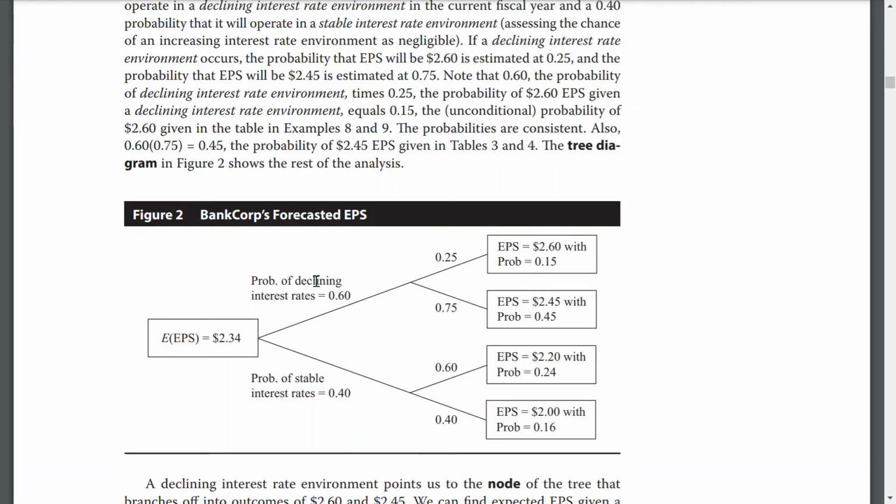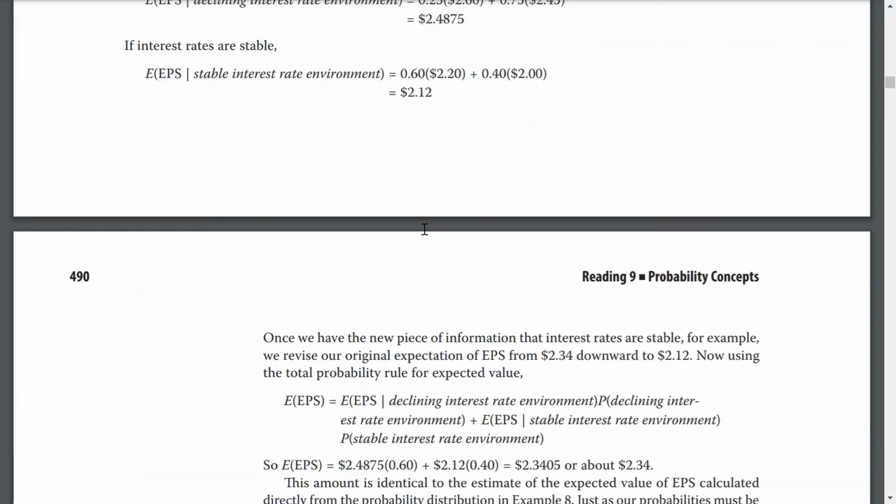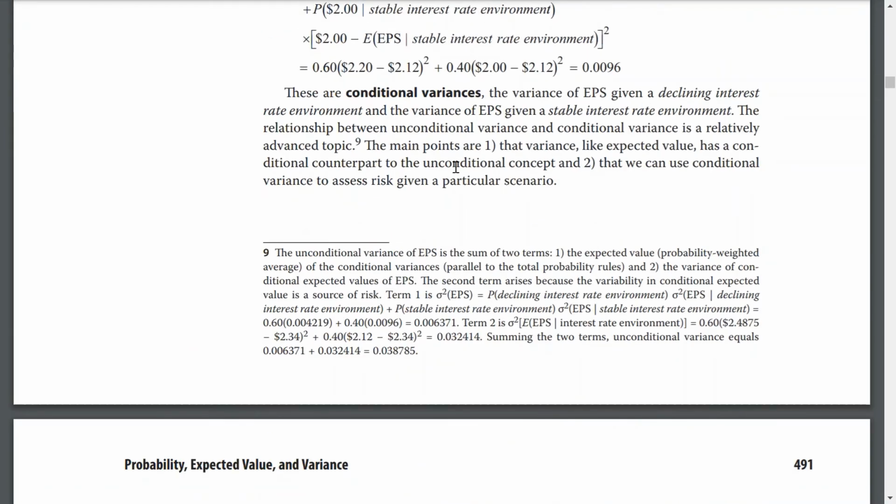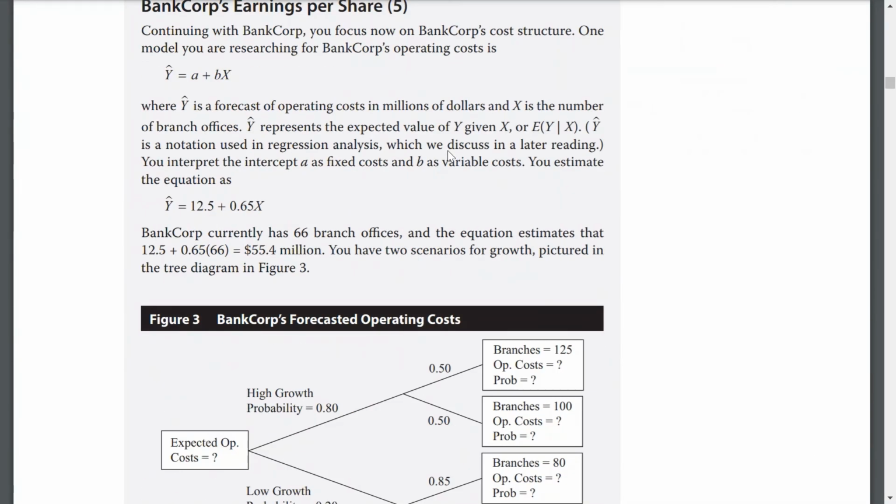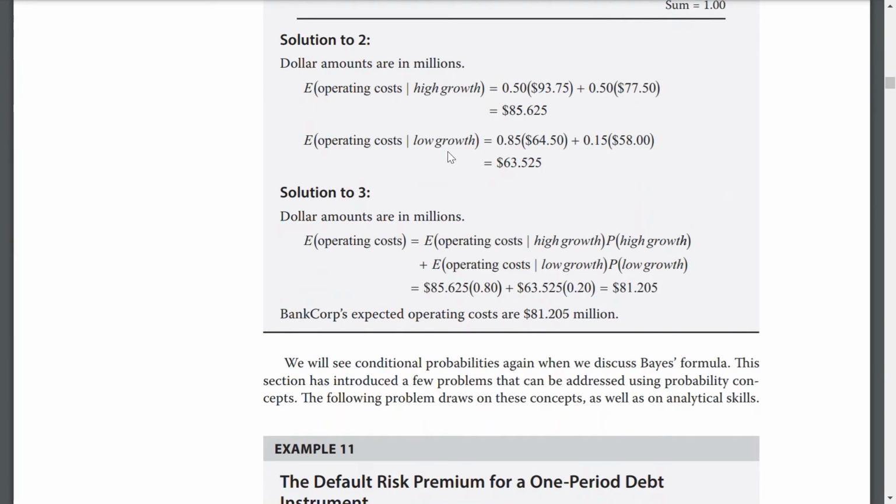Here's a tree diagram. Here are conditional variances. Here are some more examples and more tree diagrams. Default risk.